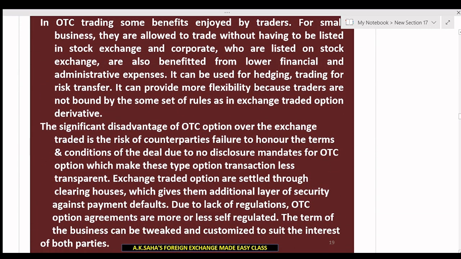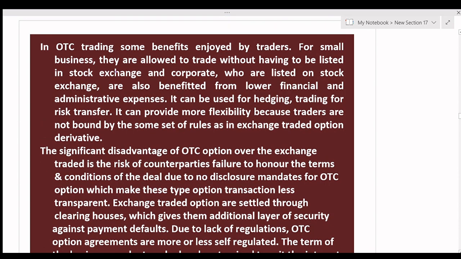In OTC trading, there are some benefits enjoyed by the traders. For small businesses, the traders are allowed to trade without having to be listed on a stock exchange, and corporates who are listed on a stock exchange also benefit from lower financial and administrative expenses. It can be used for hedging, trading, and risk transfer. It can provide more flexibility because traders are not bound by a set of rules as in exchange traded option derivatives.